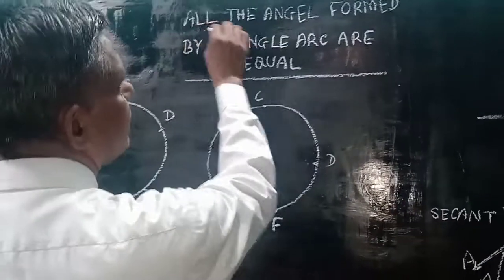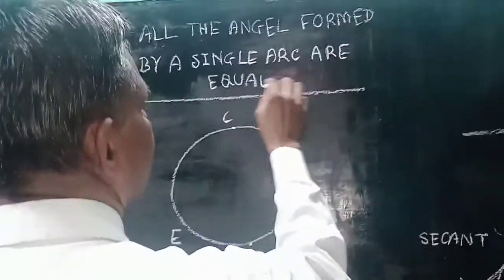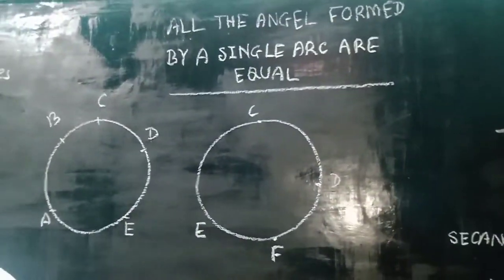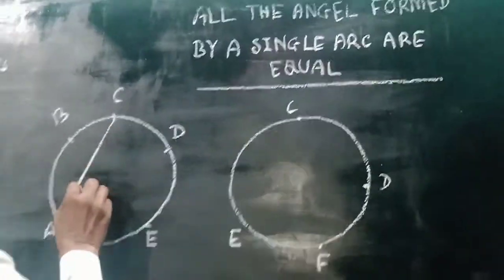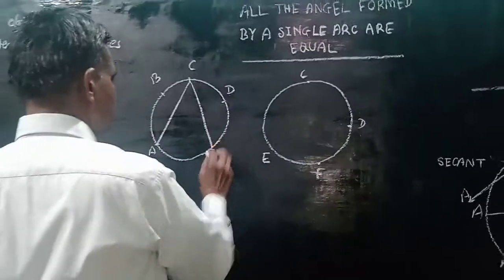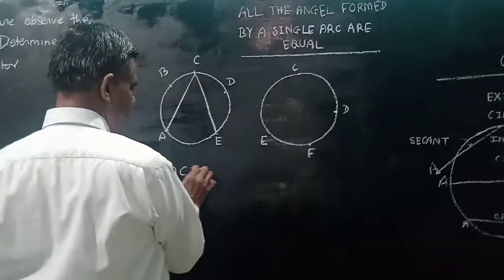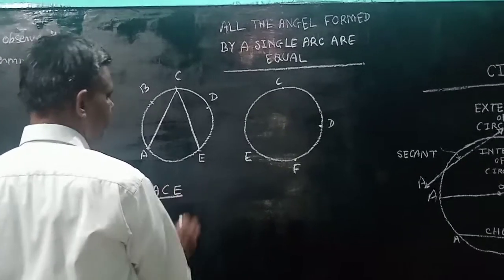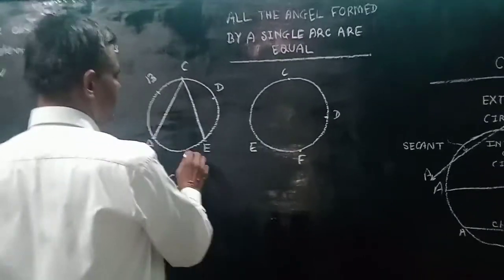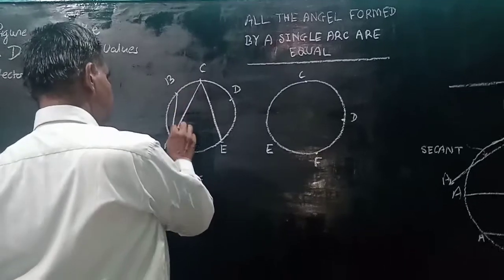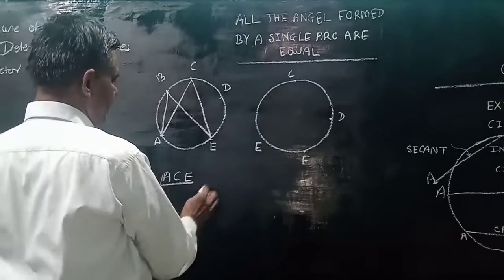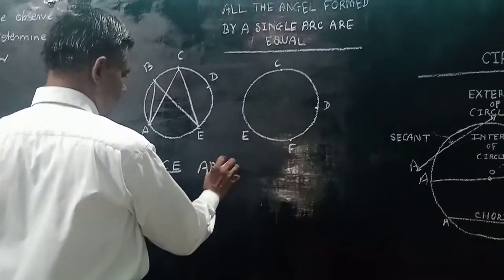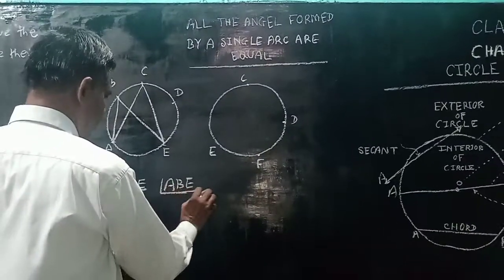Similarly, this is another thing. All the angles formed by a single arc of a circle are equal. For example, these are 2 points A and E. The angle formed by A and E is equal to angle ACE. This is angle ACE, formed by the arc AE. And this is angle ABE, also formed by this arc AE. This is angle ABE.